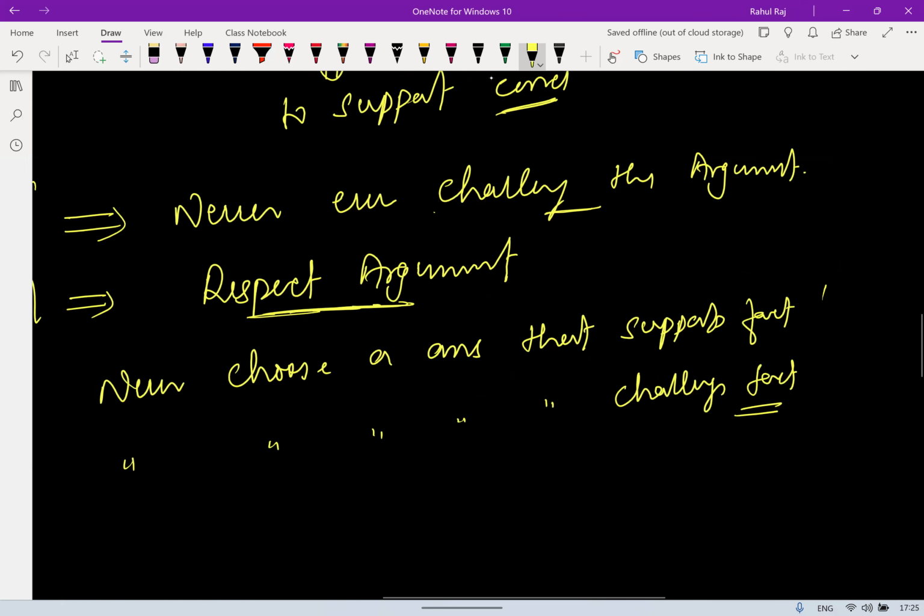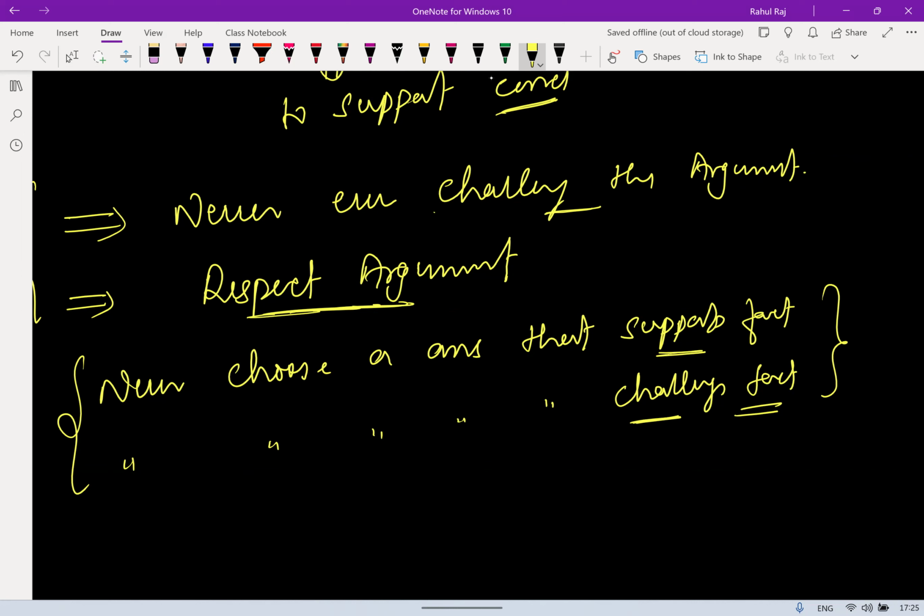What do you mean by this? It means that your entire CR question revolves around the conclusion. I'll come down to all those points. So please, when I say never choose an answer that supports the fact, never choose an answer that challenges the fact, it means what? Think about it once now.